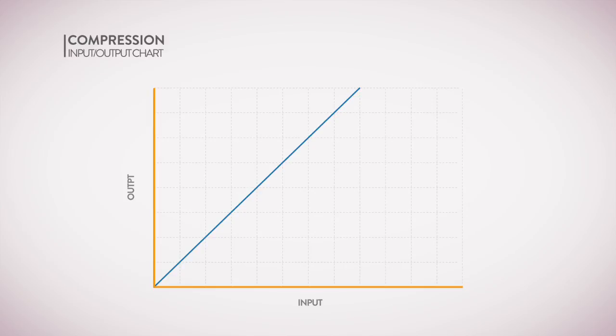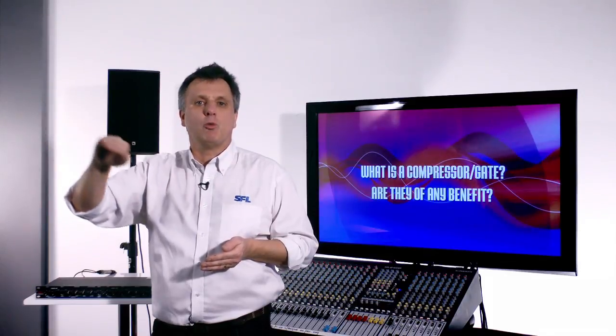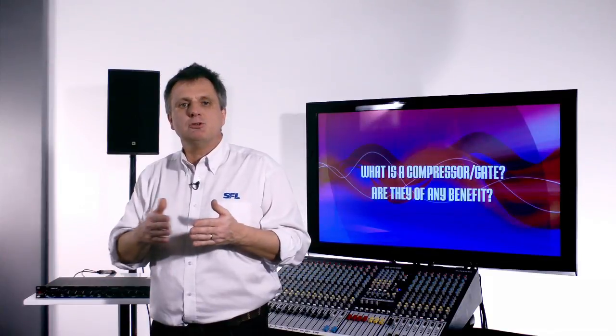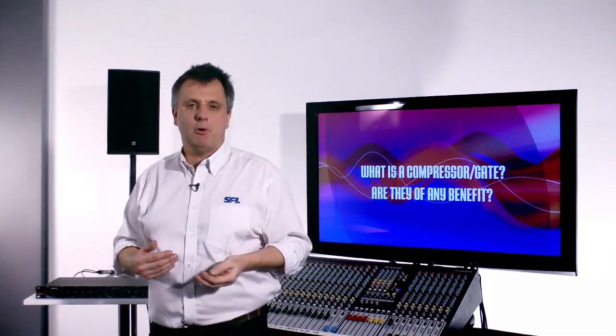We are living in a linear world of what we will call a 1-to-1 ratio. For every 1 on the input, we're going to get 1 on the output. What a compressor is going to do is manipulate this graph so that it is no longer a 1-to-1 curve. It's going to change it so that we can make the musician or vocalist work harder for their 1 decibel of output. The role of the compressor is to make an uphill struggle for the musician to create more output level.